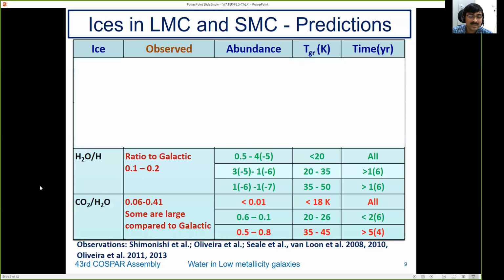Similarly, this is the water and CO2 to water ratio for SMC clouds. You can see that once again the ratio with respect to galactic values can be reproduced, but for the CO2 to H2O ratio here, we see that these values vary from low to high values, and this can be explained reasonably well only when the grain temperature is around 20 Kelvin or so.